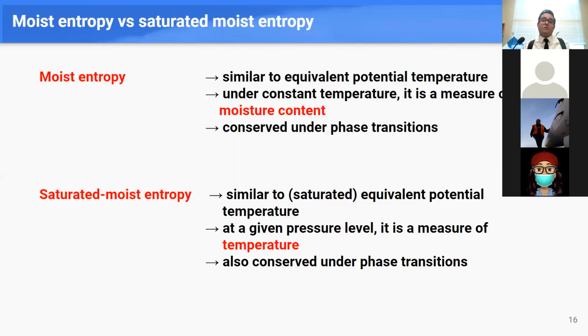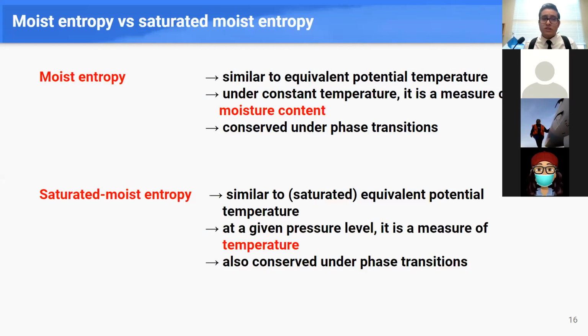So speaking about equivalent potential temperature, one great use for it is to measure a conserved variable. When I say conserved, it's conserved under phase transitions. It is conserved both if there's a transition from water vapor to liquid water or to ice. So this is very useful for our research.